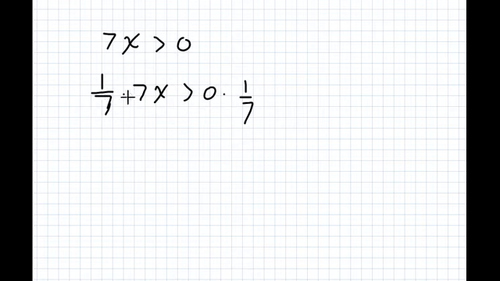1/7 times 7 is 1, right? So that's what we want. We want a 1 in front of this x here. And 0 times a number is just 0. So this says all values greater than 0.